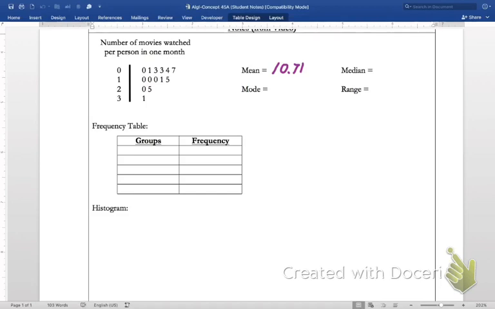Now to find the median, here's how we do this. To find the median, we cross off the smallest number, 0. We cross off the biggest number, which is 31. And we keep doing this. So now we cross off the next smallest number, 1. The next biggest number, 25. And we keep going through this process.